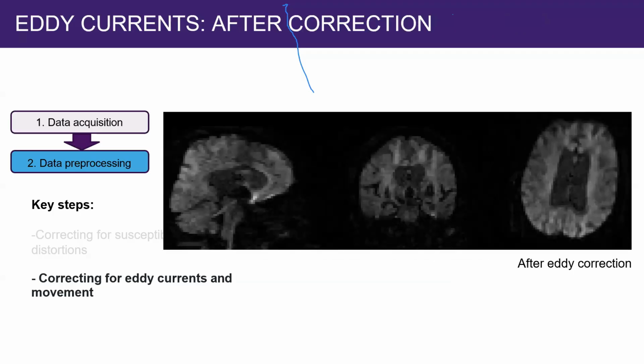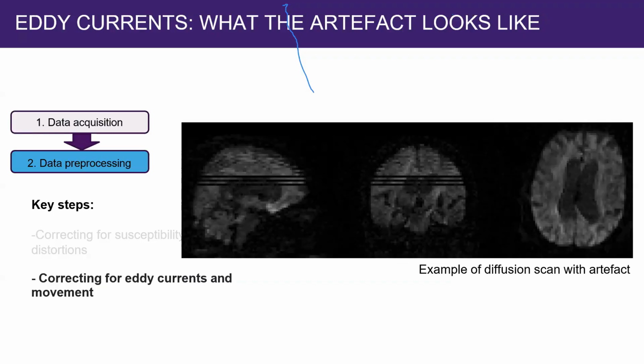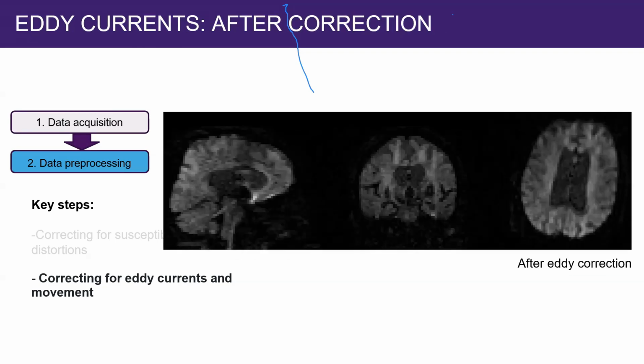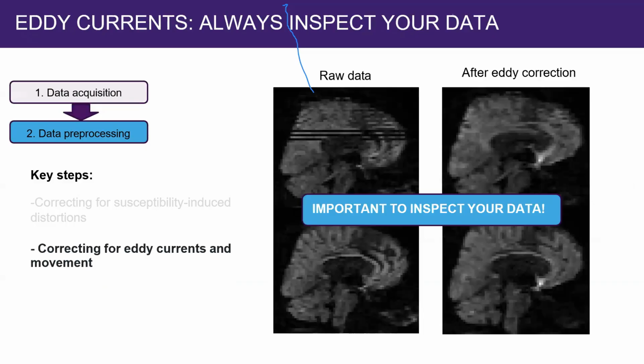This is an example without movement. It has an eddy current artifact, and this is after the correction. With this kind of artifact, you miss, for example, three slices, and here you have the whole image. That's the main point: it's very important to inspect your data. It doesn't take, I don't know, 30 seconds to look at the image, but you need to be sure that all the images are well acquired and well processed.